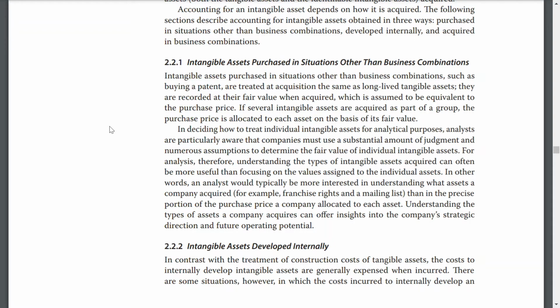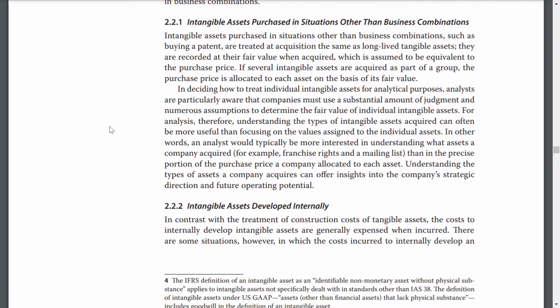Therefore, understanding the type of intangible assets acquired can often be more useful than focusing on the value assigned to the individual assets. In other words, an analyst would typically be more interested in understanding what assets a company can acquire than the precise proportions of the purchase price of a company that are allocated to each asset. Understanding the type of assets a company acquires can often offer insight into a company's strategic direction and future operating potential.